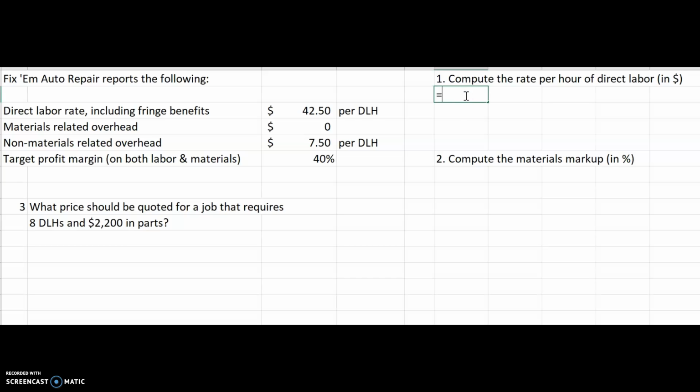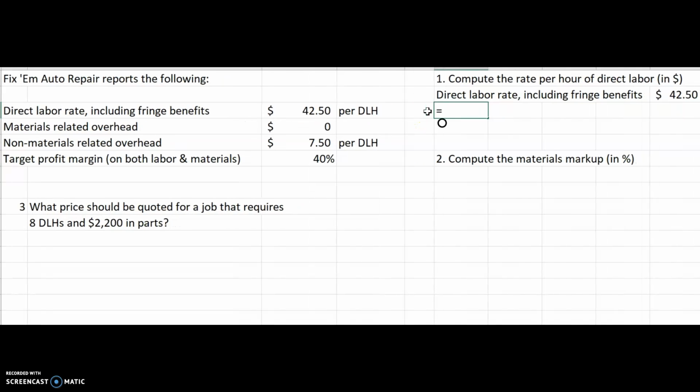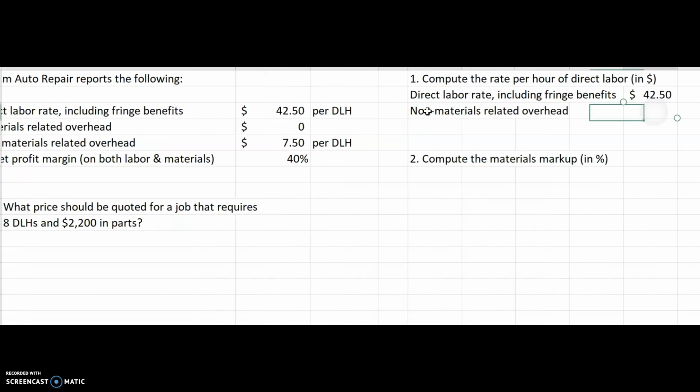So we need to take a look at what are we actually paying our workers. So their direct labor rate is $42.50 an hour. And then we need to cover our non-materials related overhead, and that comes out to $7.50 an hour. So when we add that together, we get what's called our hourly conversion cost.